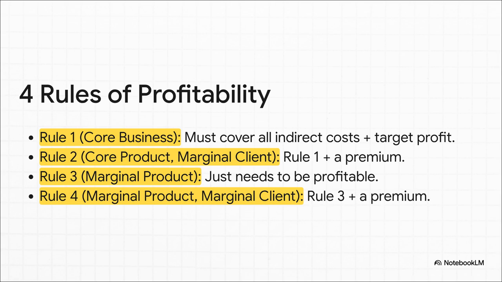And this matrix gives us 4 really clear rules. Rule 1 is your bread and butter, your core business dealing with core clients. It has to support the whole company. Rule 2 is when you sell a core product to a non-core or marginal client. Here, you want the same profit plus a premium, and that's to protect your pricing with your most important customers. Rule 3 is for a marginal, one-off type of product. It just needs to be profitable on its own. And Rule 4 adds a premium back in, again, to protect your core relationships.